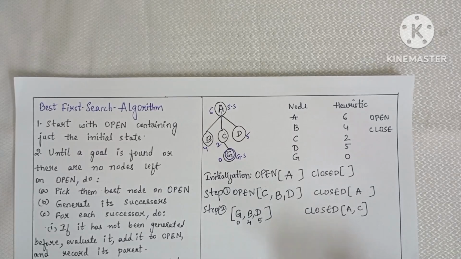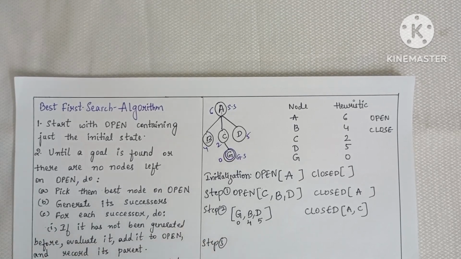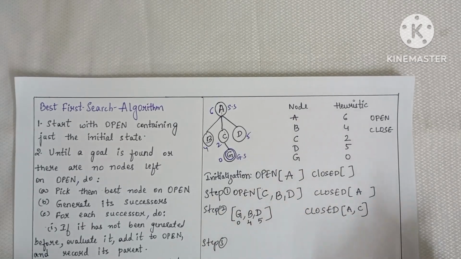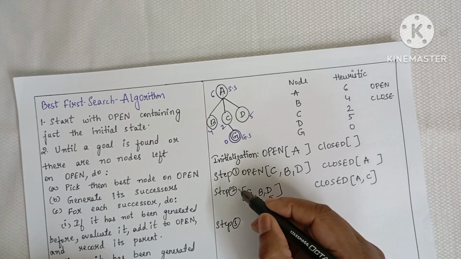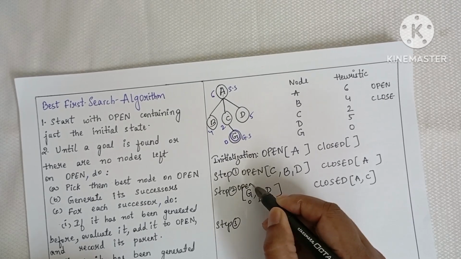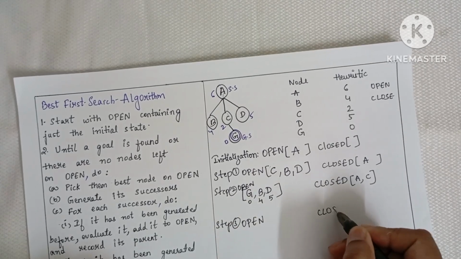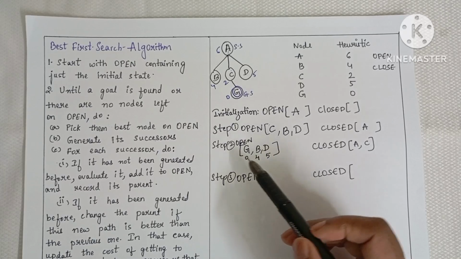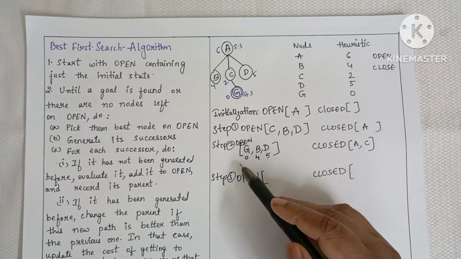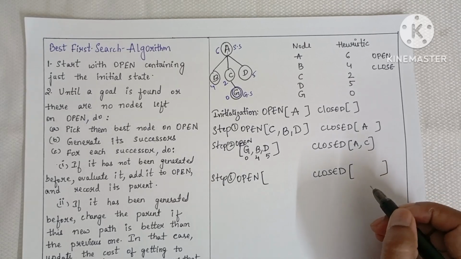Now G is the goal state. So we have to stop here. Therefore in step 3, let us see what is in the open and what is in the closed list. From step 2, G comes from the open list to the closed list in step 3.